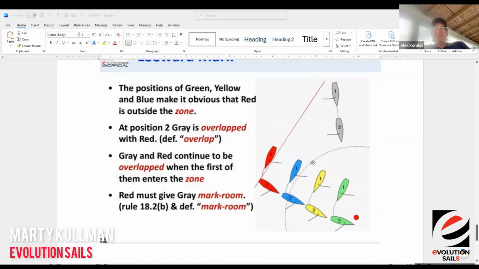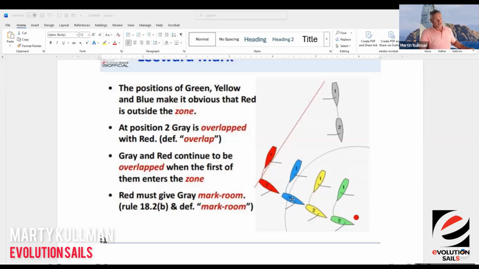Do you guys see the last little downwind chart here? Yep, we can see the gray boats. Okay, so if the gray boats were coming downwind the whole time, and one entered the zone, the gray boats don't have an overlap on yellow, so the gray boats do not have room. On the blue boat, does the blue boat have to give the gray boats room? His transom's open to it when he enters the zone. So he's giving the weather mark room.